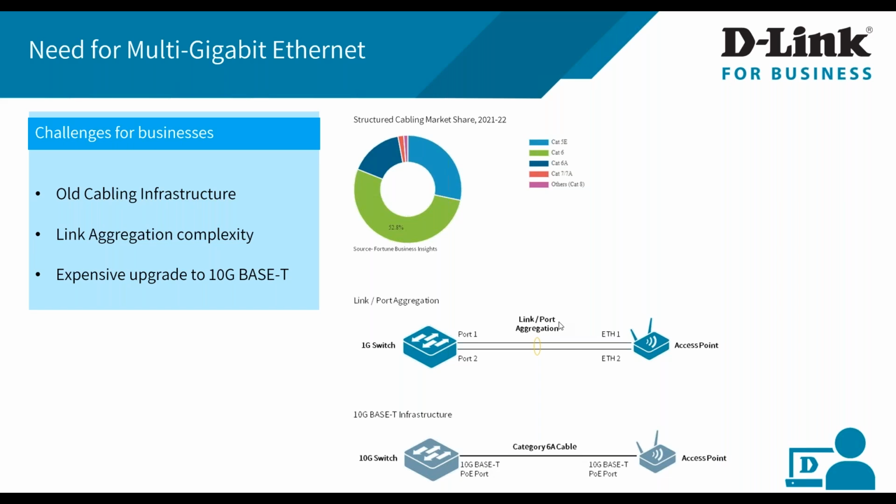On the switch and the wireless side, we can consider, let's say, a 10G switch and an access point with a 10G uplink port. But even so, that will make the product costlier. So the entire upgrade to a 10G solution will be very, very expensive. These are some of the limitations and challenges for businesses in upgrading their LAN or wireless LAN.